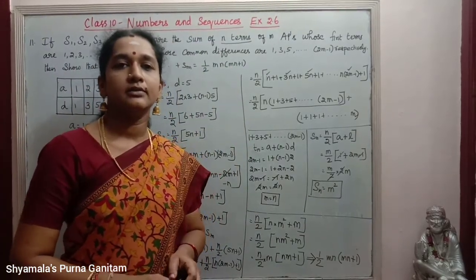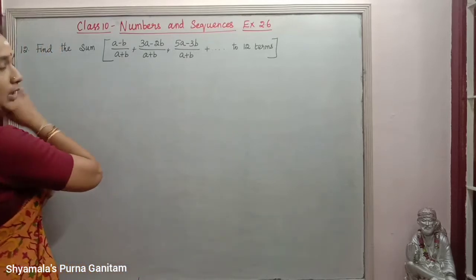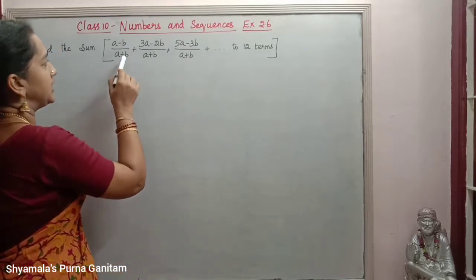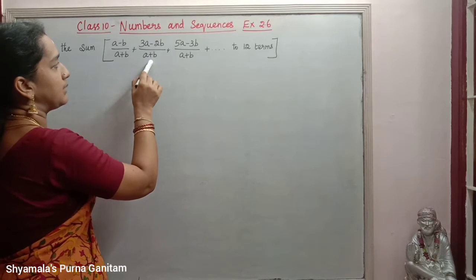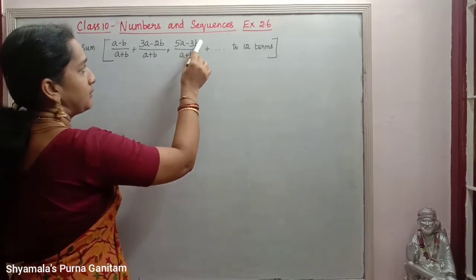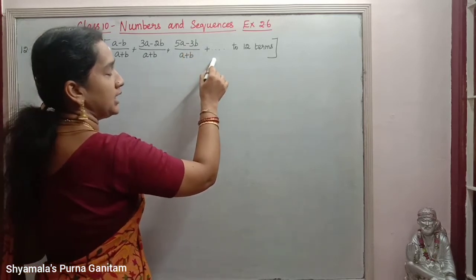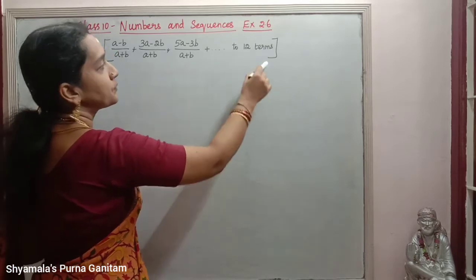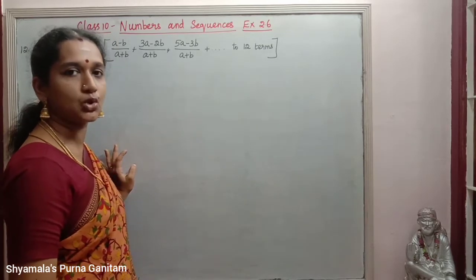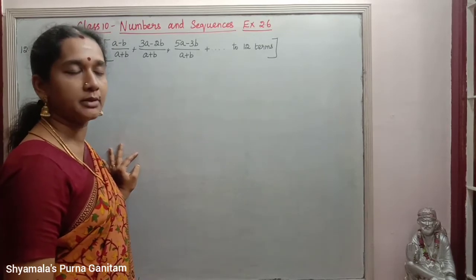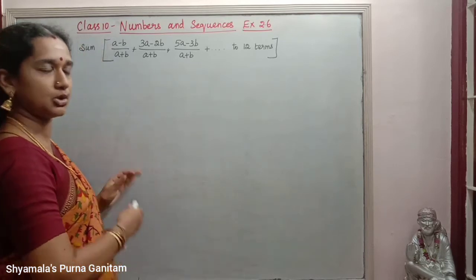Okay. Last sum in this exercise is the 12th one. Find the sum of a minus b by a plus b, plus 3a minus 2b by a plus b, plus 5a minus 3b by a plus b, up to 12 terms. We are asked to find the sum of 12 terms. That is S12 we are asked to find.